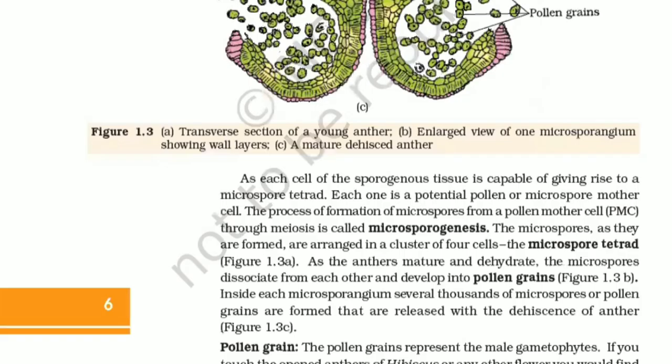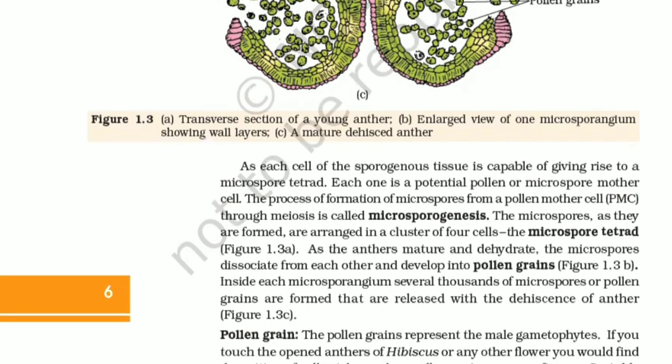As each cell of the sporogenous tissue is capable of giving rise to a microspore tetrad, each one is a potential pollen or microspore mother cell. The process of formation of microspores from a pollen mother cell through meiosis is called microsporogenesis. The microspores, as they are formed, are arranged in a cluster of 4 cells, the microspore tetrad, as shown in figure 1.3a.